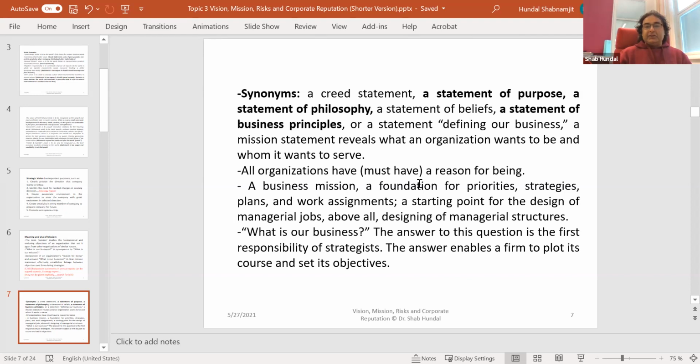All organizations must have a reason for being. Like the vision, there has to be a mission in life. Mission and vision are quite related in the sense that you dream, then you make some efforts, then you are working towards it. It reminds me of the law of demand.